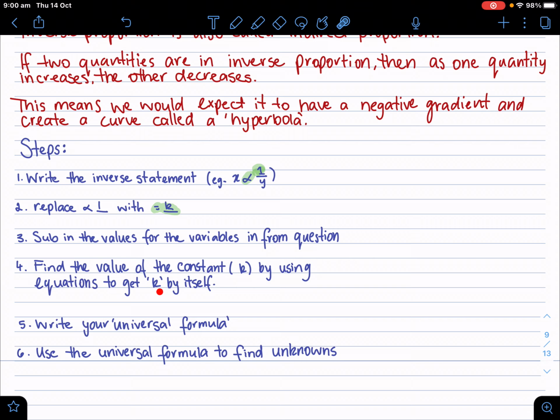Once we've gotten k by itself, then we do step 5, which is we write our universal formula. Now, the reason I call it a universal formula is because it universally stays the same for any unknowns for that given scenario. And you'll understand what that means when we go through the examples later. And as we just stated, then we can use that universal formula to find any unknowns. Write those steps down because I'm going to link them to the examples.